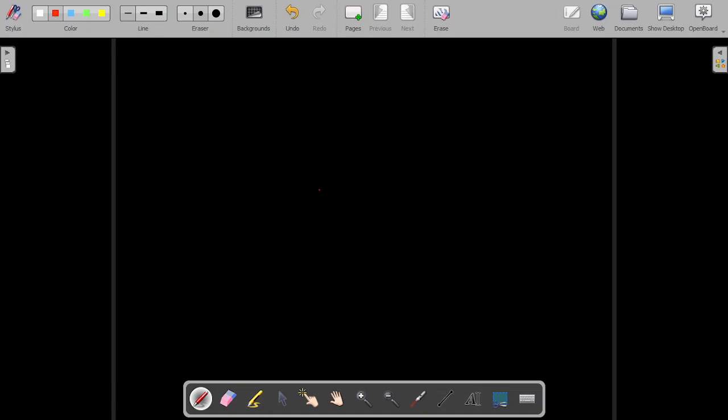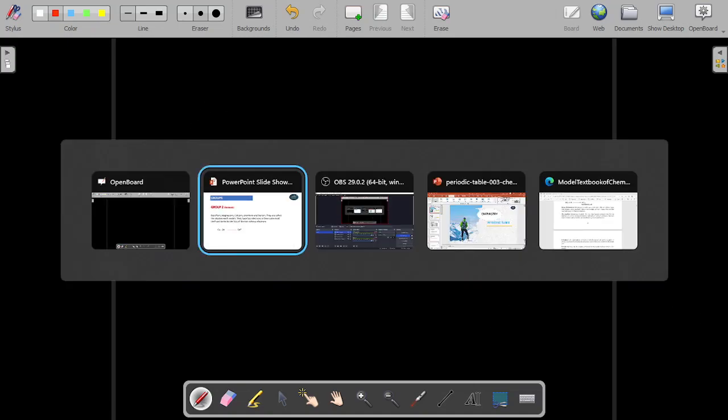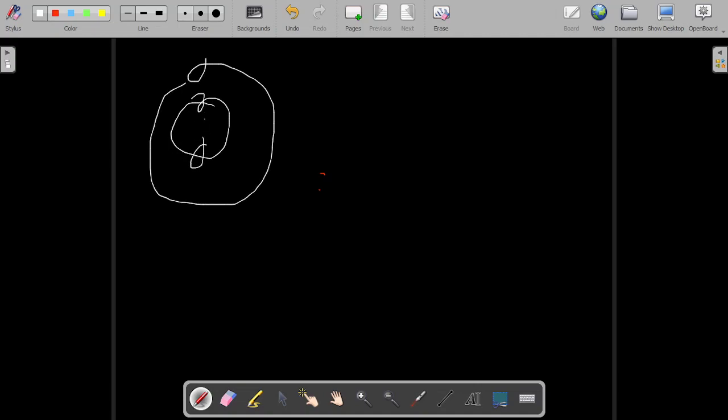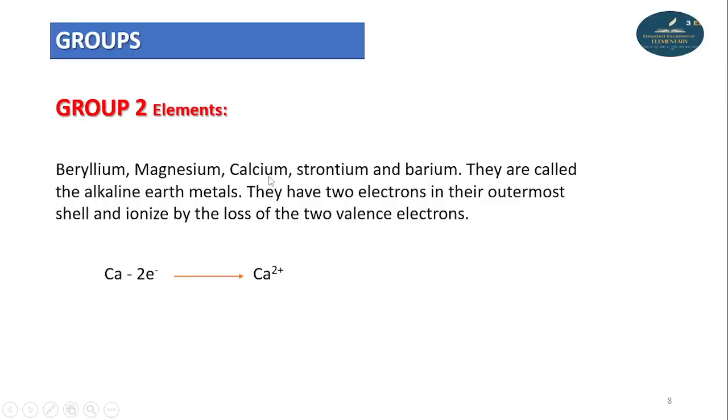beryllium, which has an atomic number of 4. We have beryllium, which has an atomic number of 4: 1, 2, 3, 4. Arrangement of the electrons in the main shell. So now what are we trying to get?